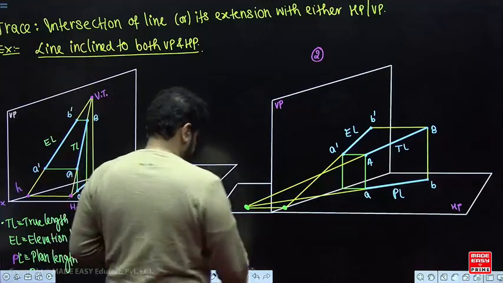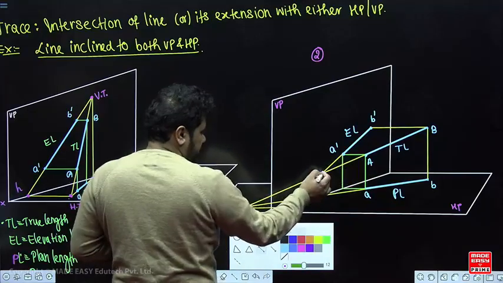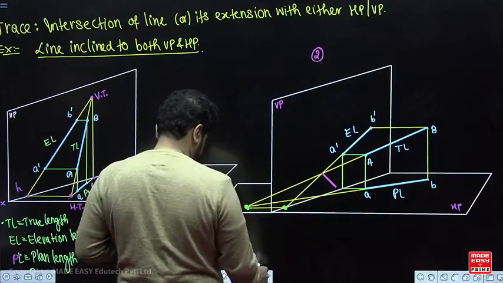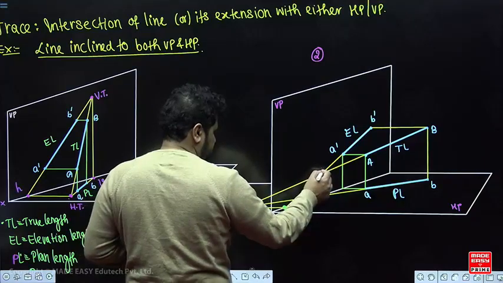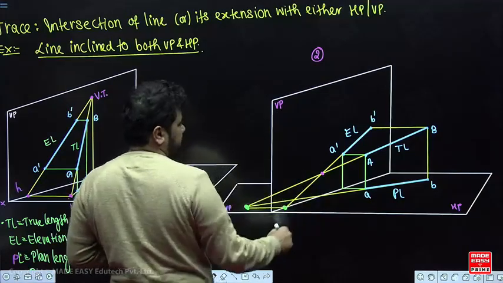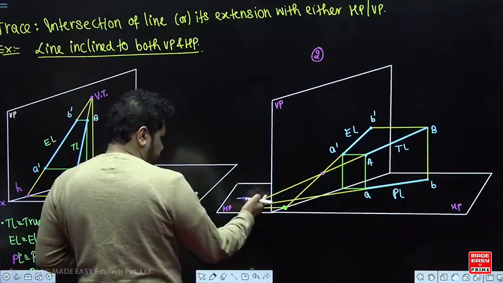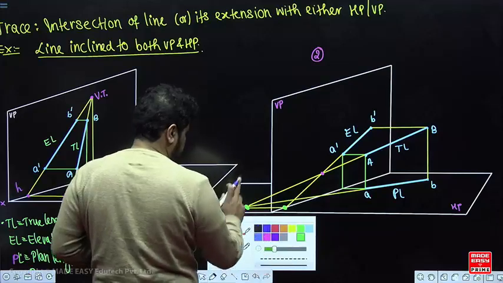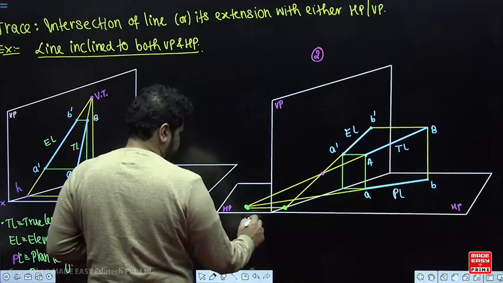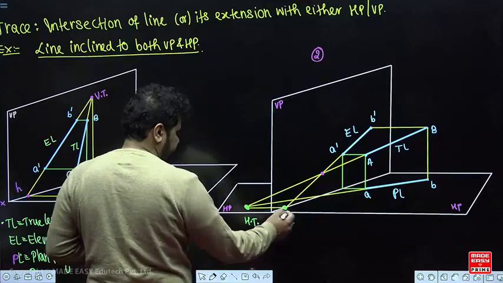Now observe here, when this line is extended back, it is cutting the vertical plane over here, isn't it? And when you are going back, it is cutting the horizontal plane here, so this point will be your horizontal trace, and the projection of the horizontal trace on the xy line is your small h, isn't it?